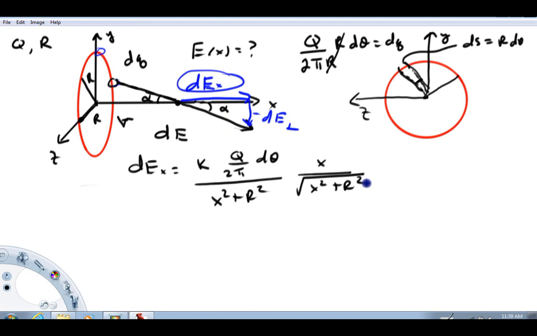Now, it's a complex looking expression, but there's some good news coming that I'll give you in a minute. Let me get this line written out. For the total electric field, we're going to have to integrate this. I'm going to go ahead and pull the constants out in front right now. k, Q over 2 pi can all come out in front.